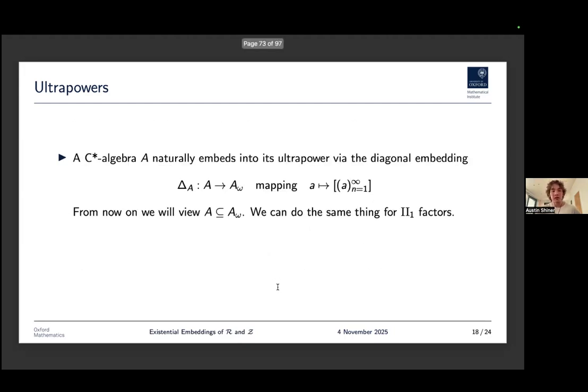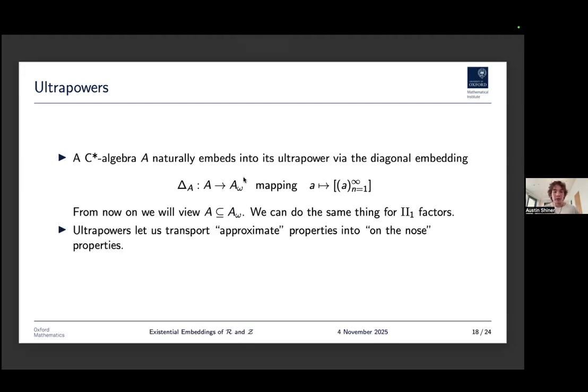Okay. So our ultra powers naturally contain the algebra itself inside via the constant sequences. Formally, what I mean is that there's a natural diagonal embedding delta from A into the norm ultra power that sends our element a in A to the equivalence class of the sequence a forever. And from now on, we'll always view A as sitting inside its ultra power just via the constant sequences. As you can imagine, we can do a very similar thing for II_1 factors where we just replace the norm ultra power by the tracial ultra power.